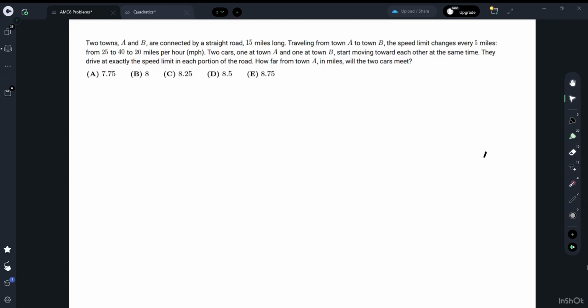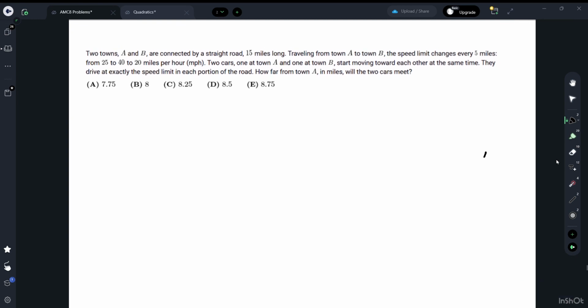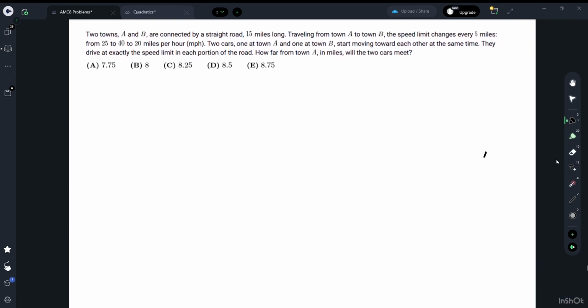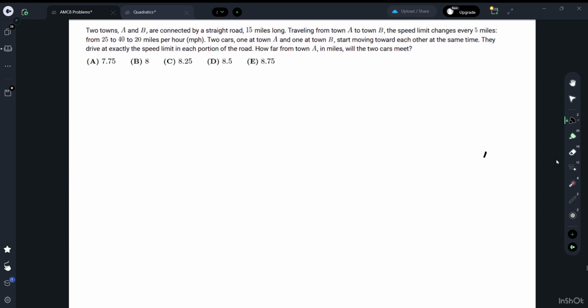Hey guys, today we'll be working on problem 19 of the new AMC8 2025. So two towns are connected by a straight road, 15 miles long. Traveling from town A to town B, the speed limit changes every 5 miles, from 25 to 40 to 20 miles per hour. Two cars, one at town A and one at town B, start moving toward each other at the same time. They drive at exactly the speed limit in each portion of the road. How far from town A in miles will the two cars meet?